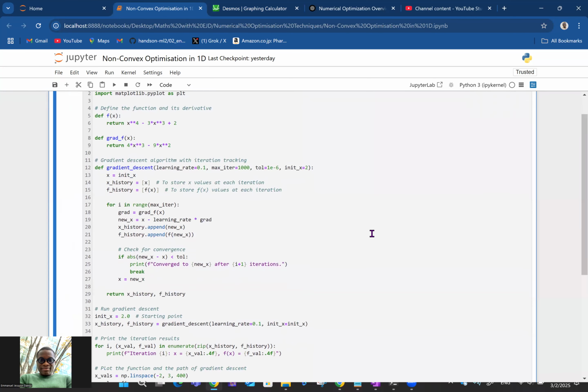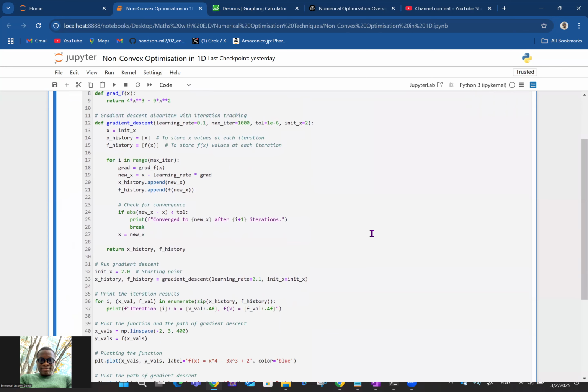Then we have the gradient descent setup. The learning rate is 0.1, that's like the step size, so to speak. The maximum iteration is 1000. The tolerance is 10 raised to minus 6 and all that. The initial value of x is 2. That's just picked. Of course, we know 9 over 4 is the answer, which is like 2.25.